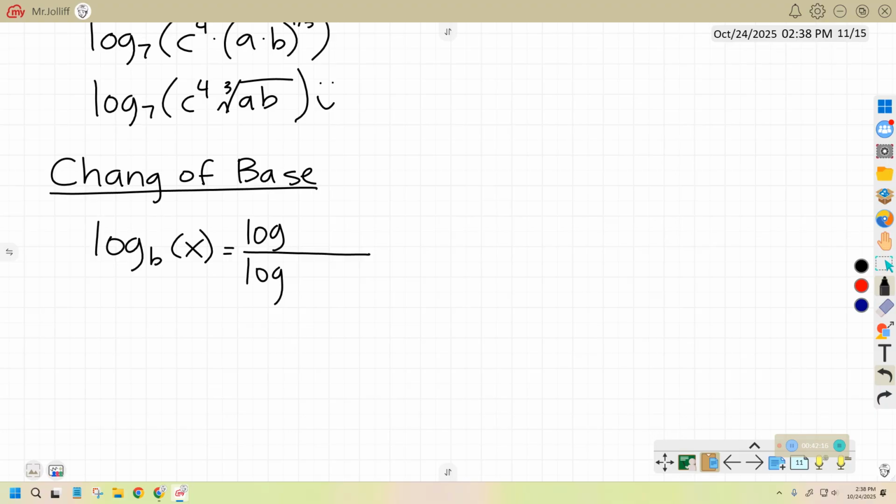I do new log on top. I'm going to write log base n for log base new. And then for the arguments of the new log, in the numerator goes the argument of the old log. And then in the bottom goes the base of the old log. Argument on top, old base on bottom. We're going to do some examples because that looks really weird on paper, but it's quick and efficient on a calculator.